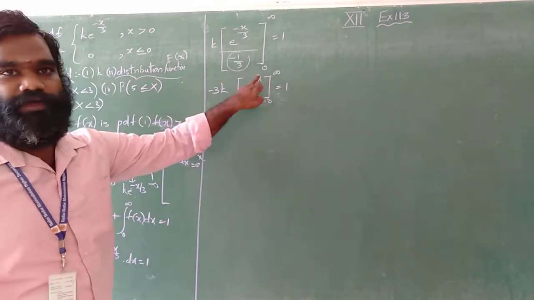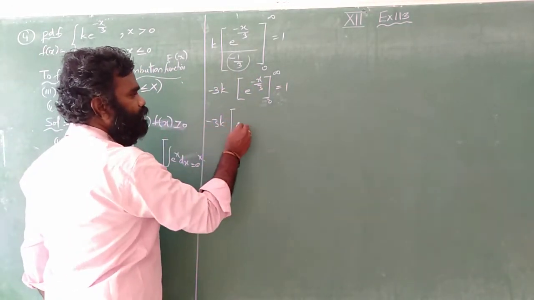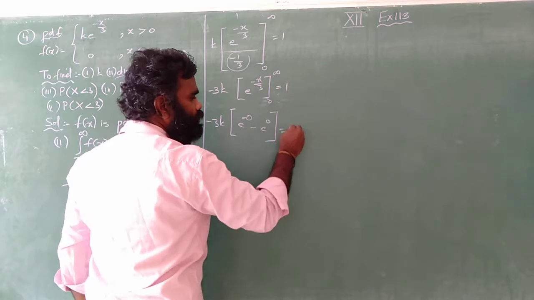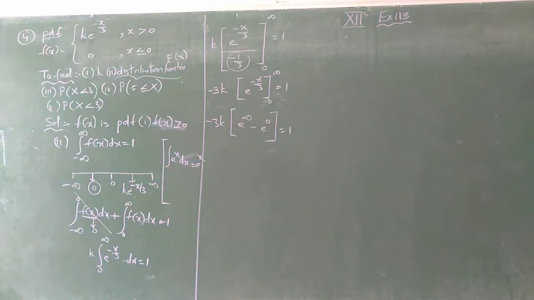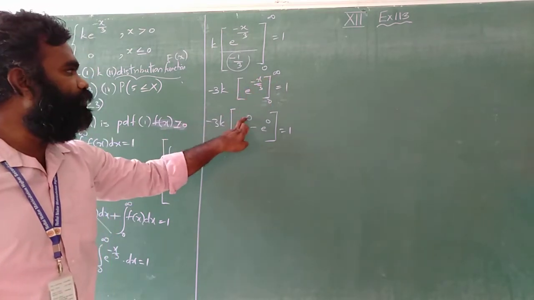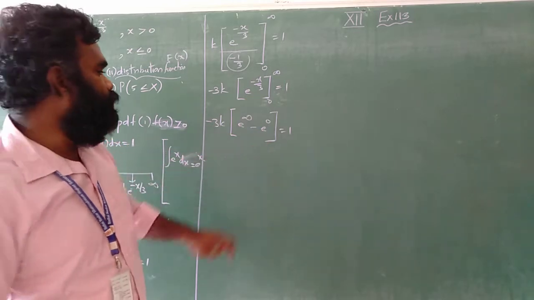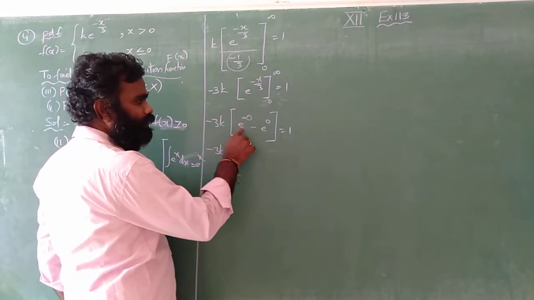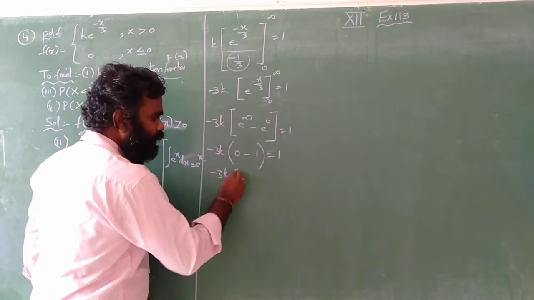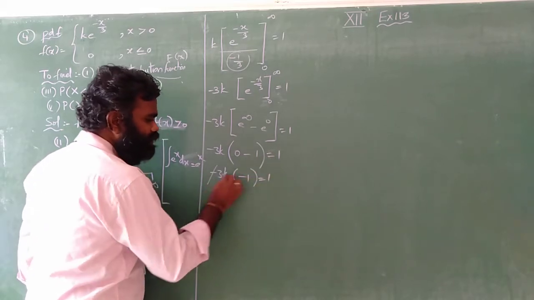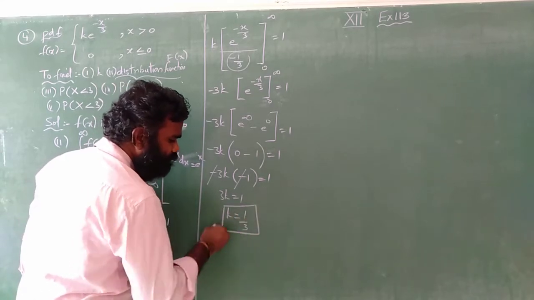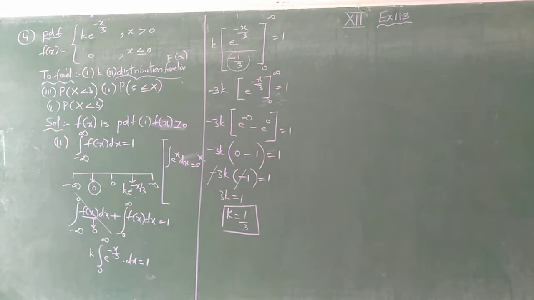First apply the upper limit, infinity: e power minus infinity is 0, minus the lower limit e power 0, which is 1. So minus 3k times the bracket, 0 minus 1, which is minus 1, equal to 1. The minus signs cancel, so 3k is equal to 1, and k is equal to 1 by 3. This is very, very important. What is the answer for k? k is equal to 1 by 3.